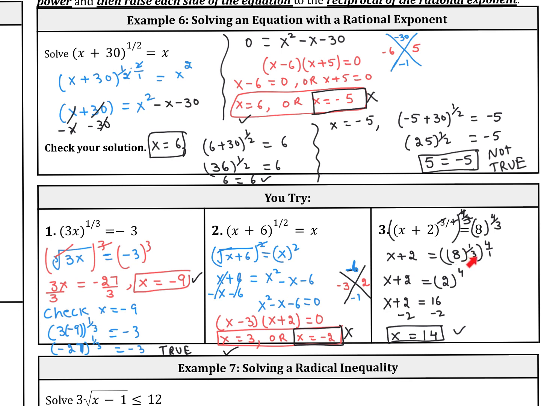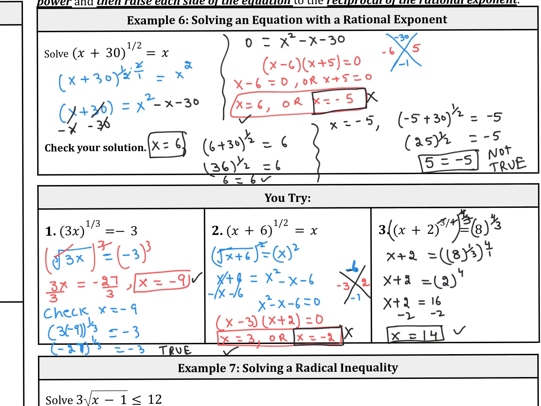8 to the power 1/3 means the cube root of 8. The cube root of 8 is 2. And then the power 4 outside stays the same. And 2 to the power 4 is 16. And thus, when you subtract 2 on both sides, you get x equals 16 minus 2, and that is 14.